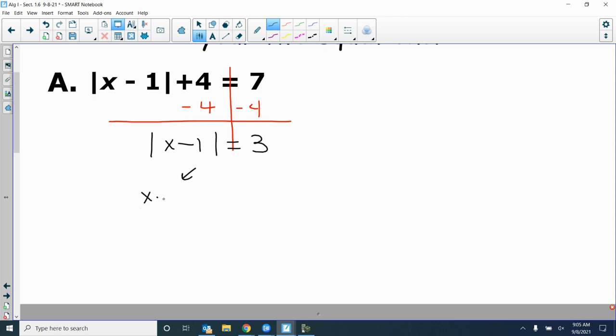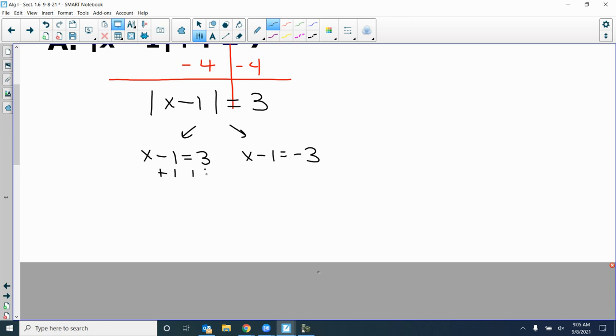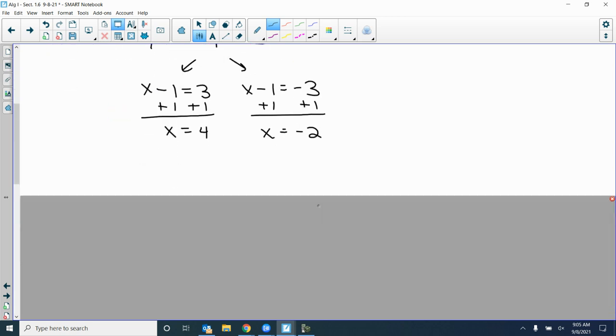So now I split it into two cases. And this becomes x minus 1 equals 3. X minus 1 equals negative 3. And so I solve. Now this one's not bad. I just have to add 1 on each side. And I get x equals 4. And then I add 1 on both sides. And I get x equals negative 2. Oh, I forgot my fancy braces. And I put negative 2, 4.